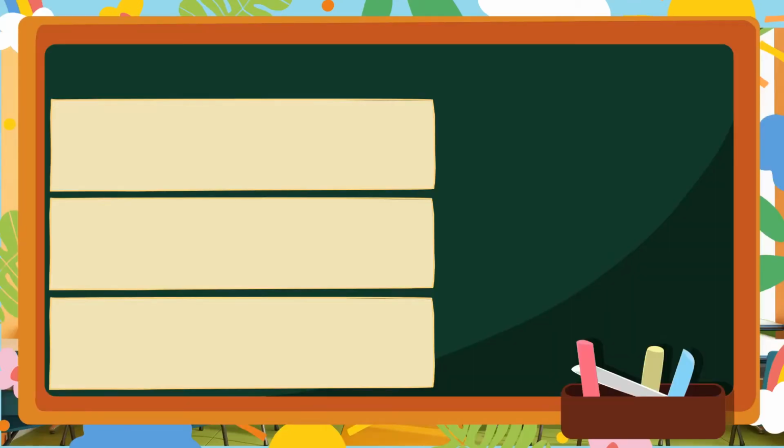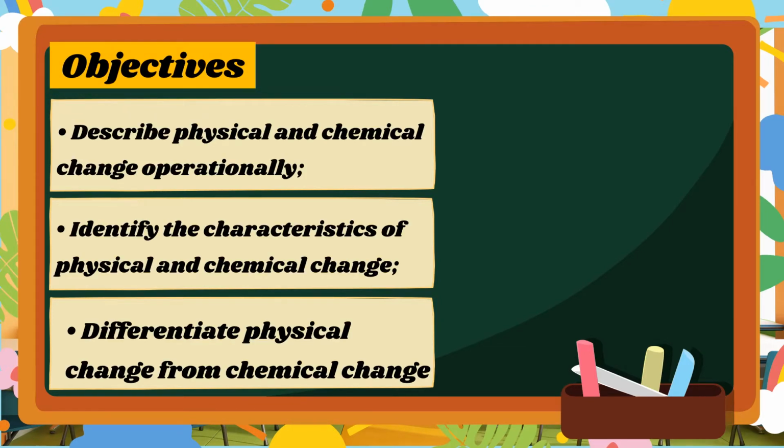For the objectives for this week: describe physical and chemical change. Identify the characteristics of physical and chemical change. Differentiate physical change from chemical change.